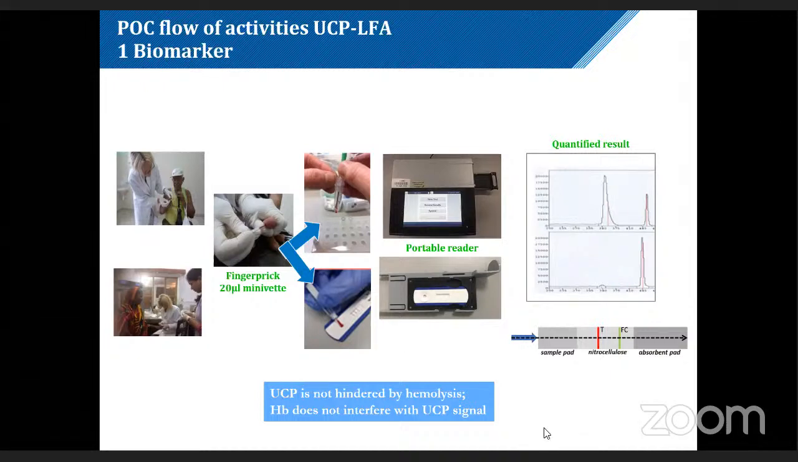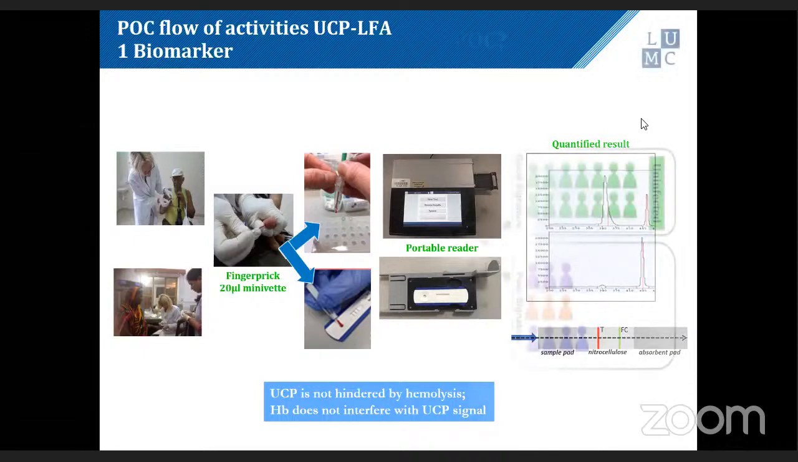The UCP can be used together with whole blood or capillary blood because the hemoglobin does not interfere with the UCP signal. And this is important, of course, if you want to measure at the point of care, so that you don't have to use serum, but you can directly use capillary or whole blood.